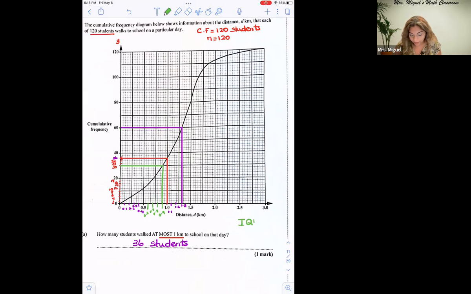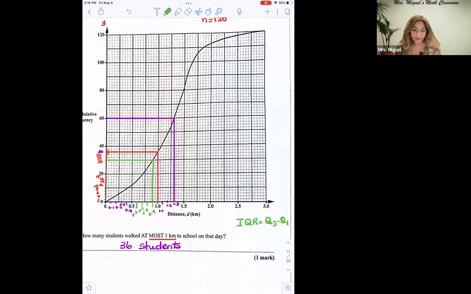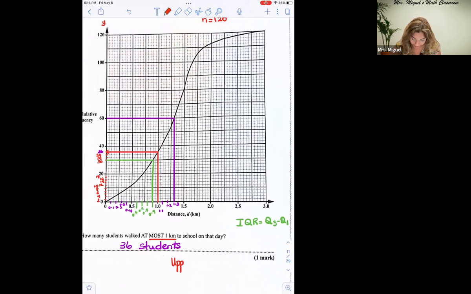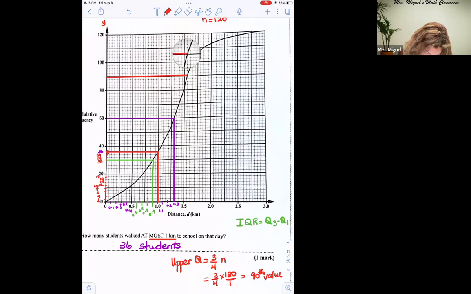From the notes that we wrote down on statistics, we have to find what we call the IQR, which is the upper quartile minus the lower quartile. We have the lower quartile, so we need to find the upper quartile. So the upper quartile is 3/4 of n. So it is 3/4 of 120, which is the 90th value. So go to your curve and read off the 90th value. You're going straight across and then you're coming downward. So go ahead.